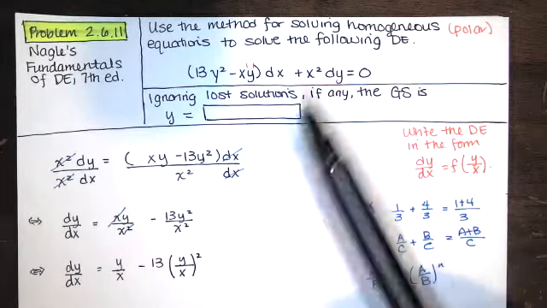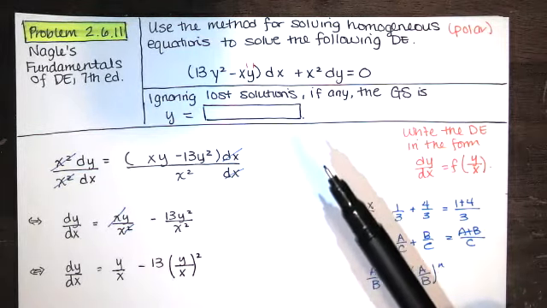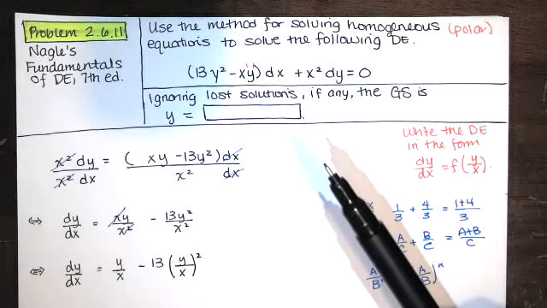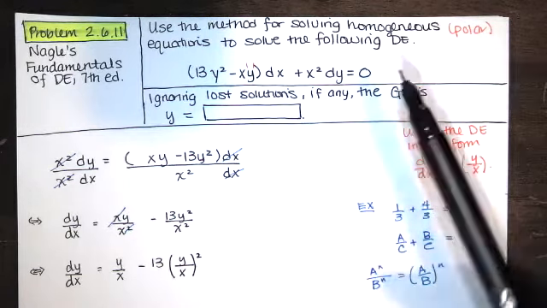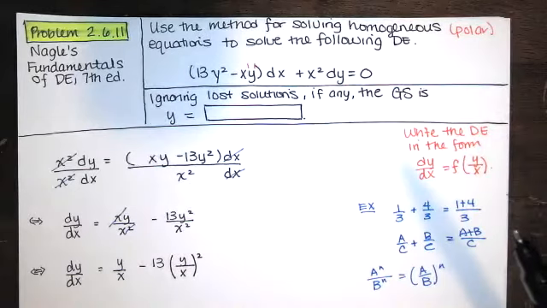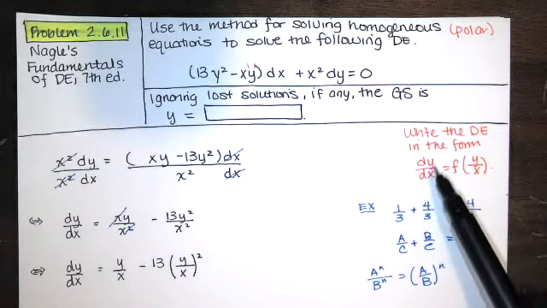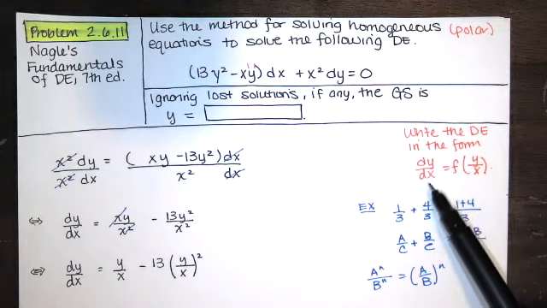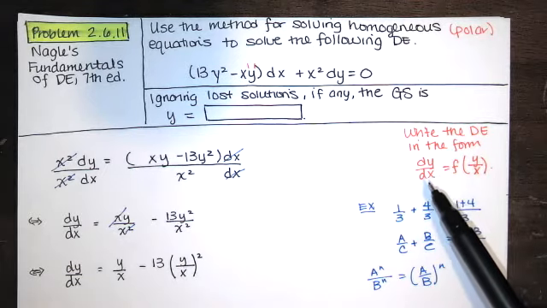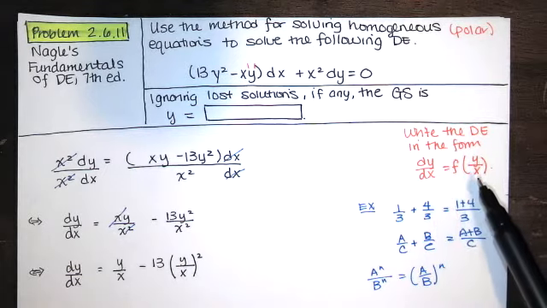Now, most of the time, if we're solving a homogeneous polar differential equation, the first thing we want to do is verify that it's homogeneous polar. We're not going to do that this time because they tell us that it's homogeneous polar. So we're going to start right here. We want to write this homogeneous polar differential equation in the form dy dx, the derivative of our dependent variable with respect to our independent variable, is a function of y over x.